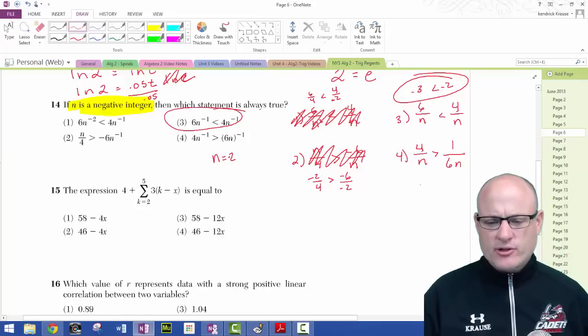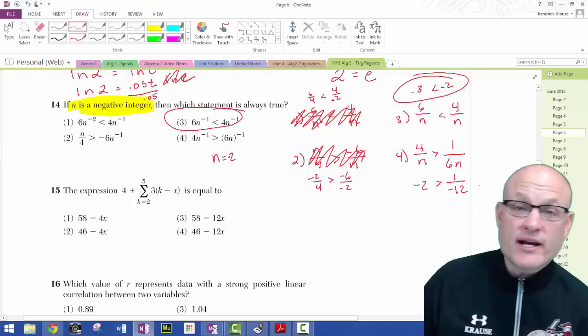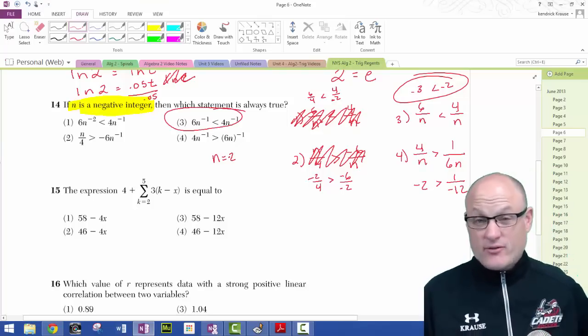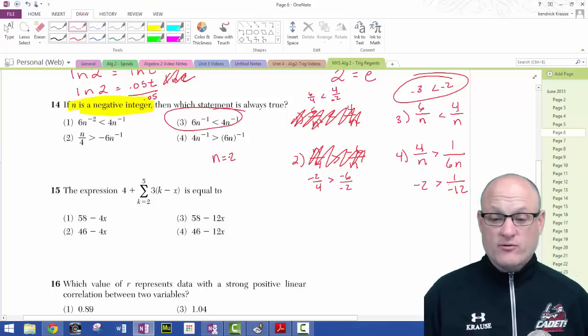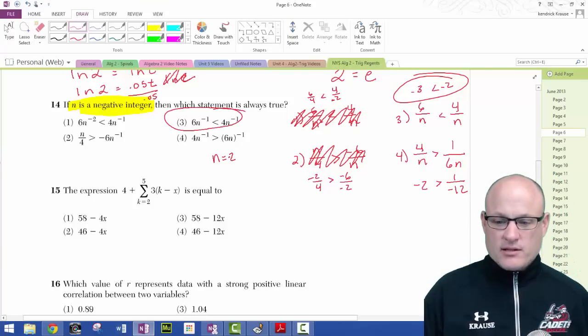And I can check it again in here too. Put in negative 2. This is 4 over negative 2, which is negative 2. Is that greater than 1 over negative 12? Well, remember, when you're working with negatives, everything's backwards. Negative 2 is much smaller than negative 1/12. All right, moving on.